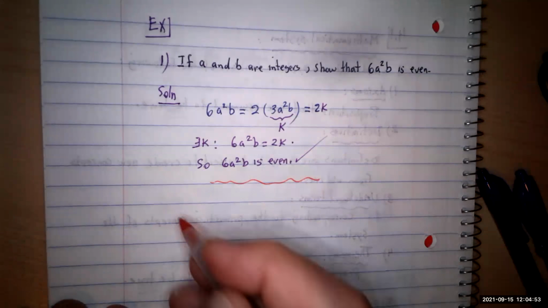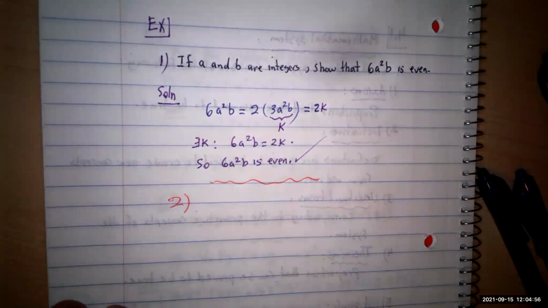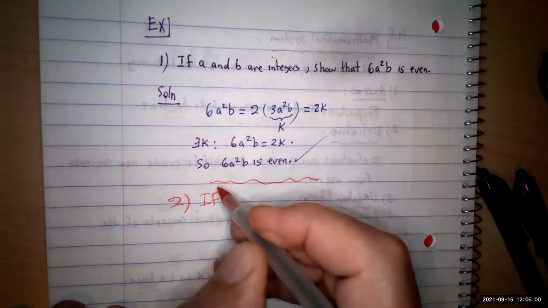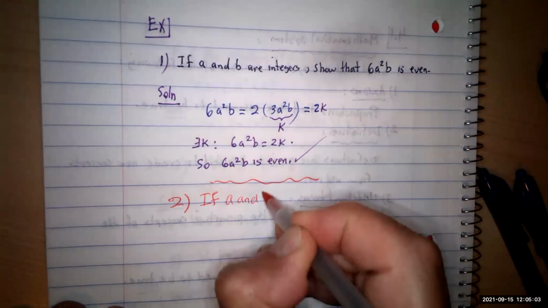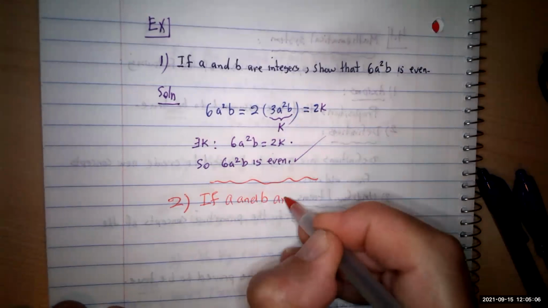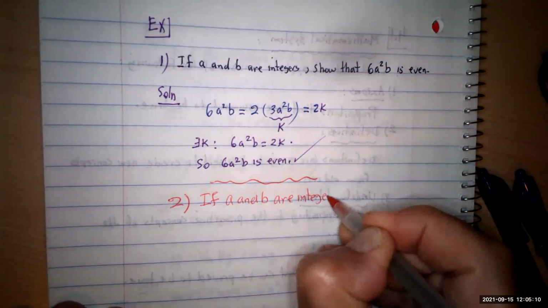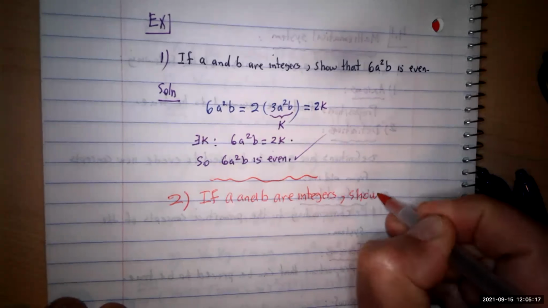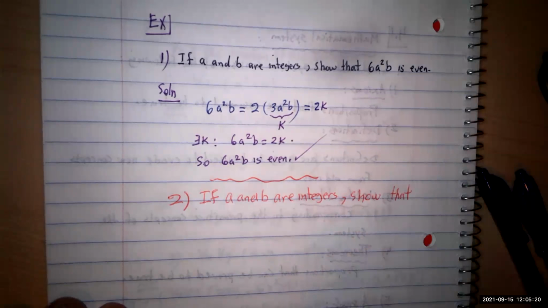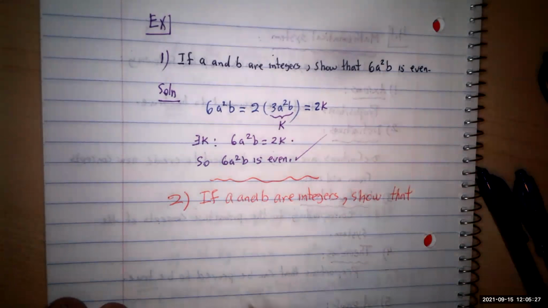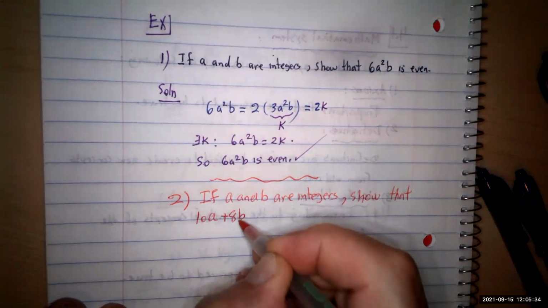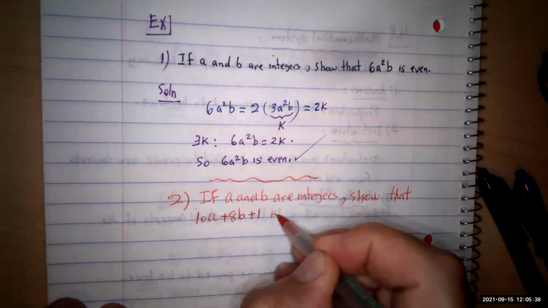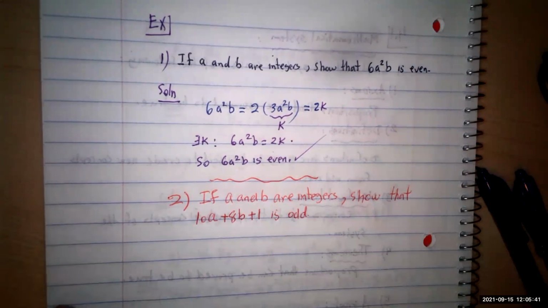How about number 2? What's number 2? If A and B are integers, we want to show that 10a plus 8b plus 1 is odd. That's going to be the one.